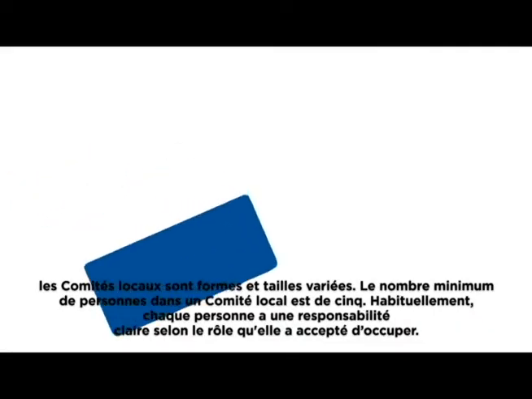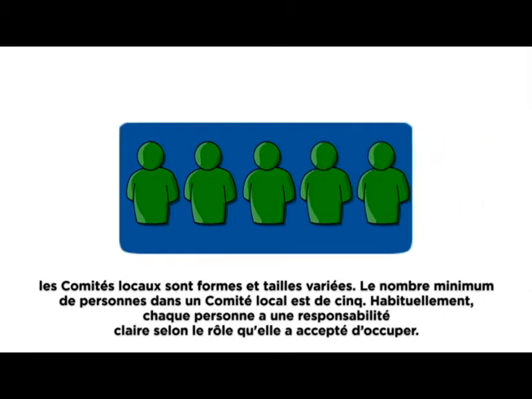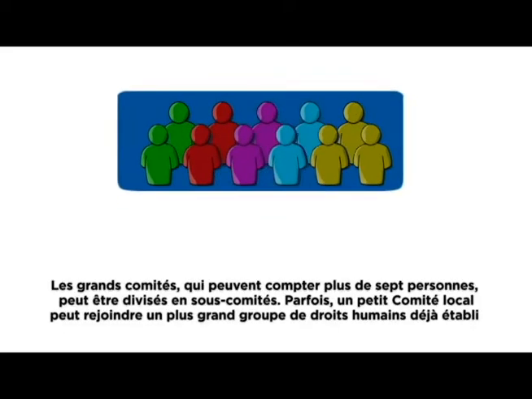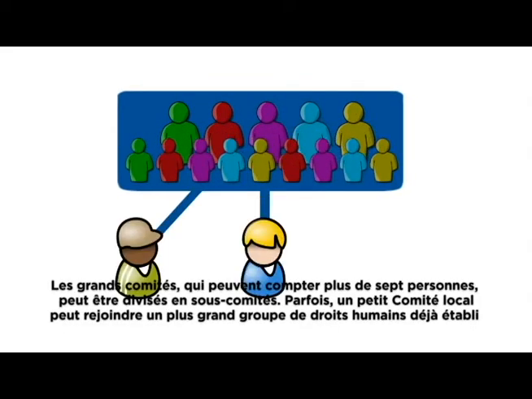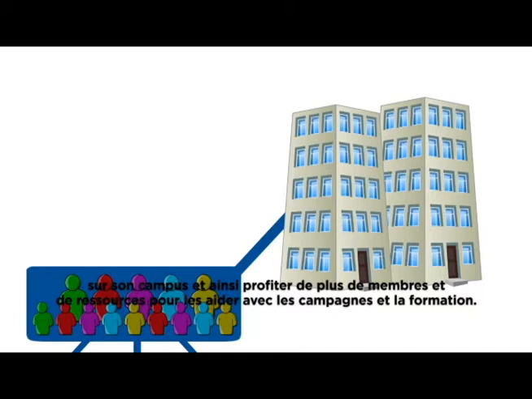Local committees come in all shapes and sizes. The minimum amount of people in a local committee is 5. Usually, each person has a clear responsibility that's outlined in a role they've agreed to take on. Large committees, which can be more than 7 people, can be divided into subcommittees. Sometimes, a small local committee can join a larger human rights umbrella group already established on their campus, where they can draw on wider membership and the resources to assist in campaigns and training.